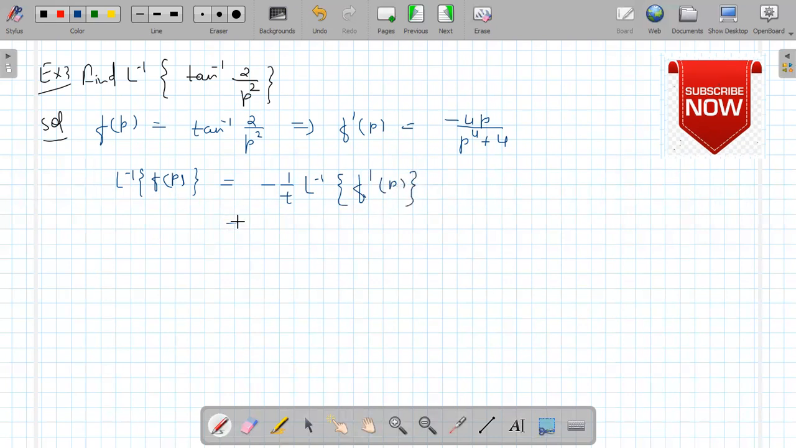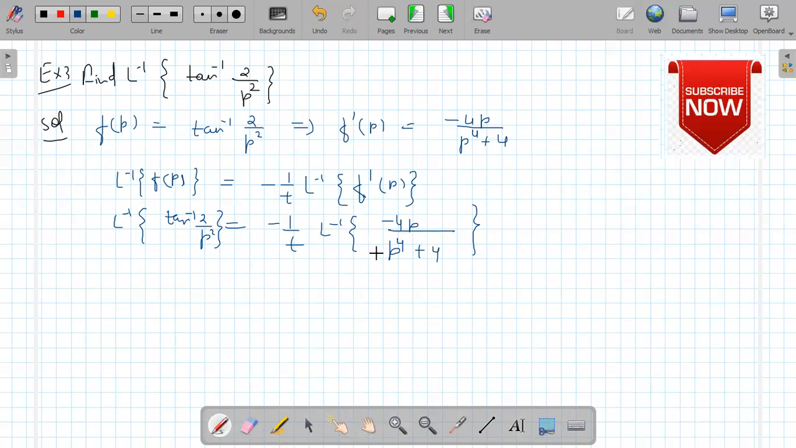Okay. So here we put the value of f(p), which is tan inverse 2 upon p square. Obviously there's minus 1 upon t, and here I'll put minus 4p by p to the power 4 plus 4. Because this is a fractional form, I should do the partial fractions of this fraction.